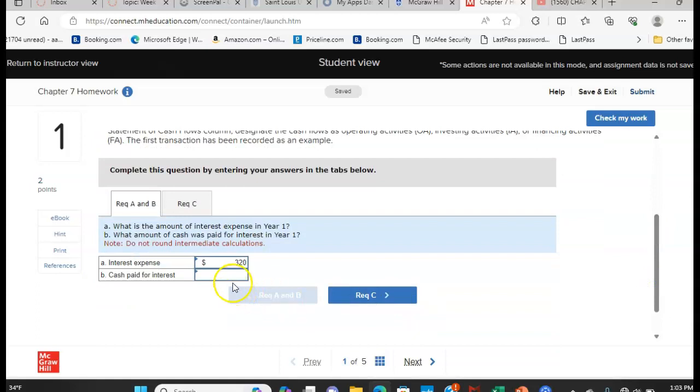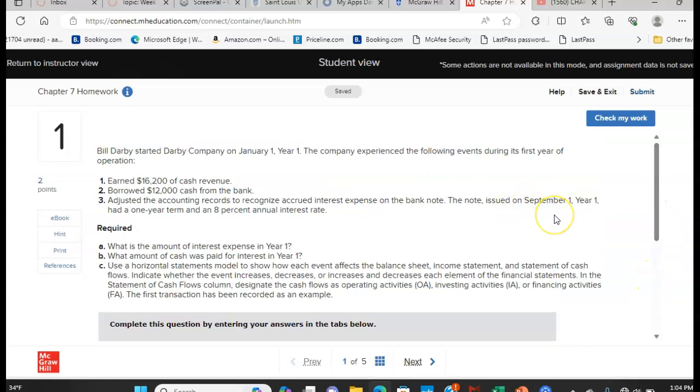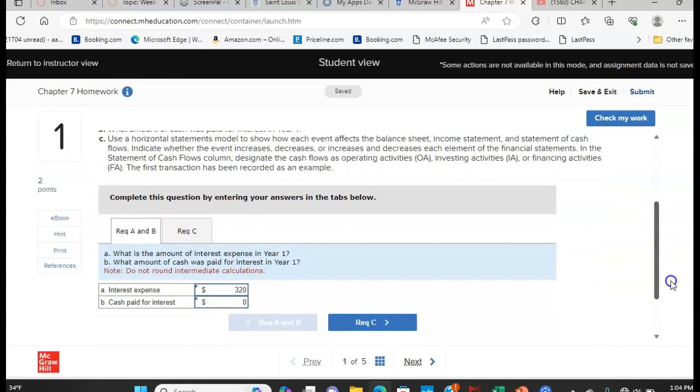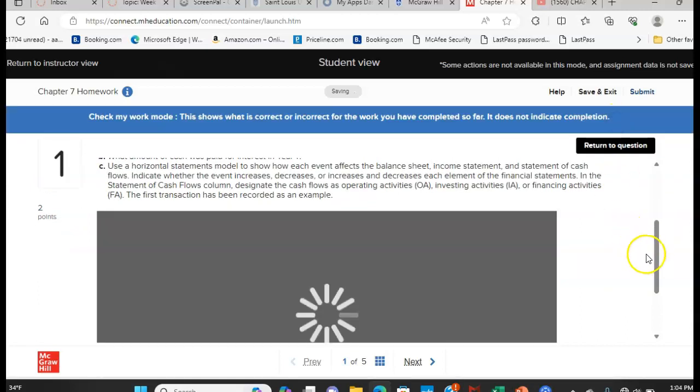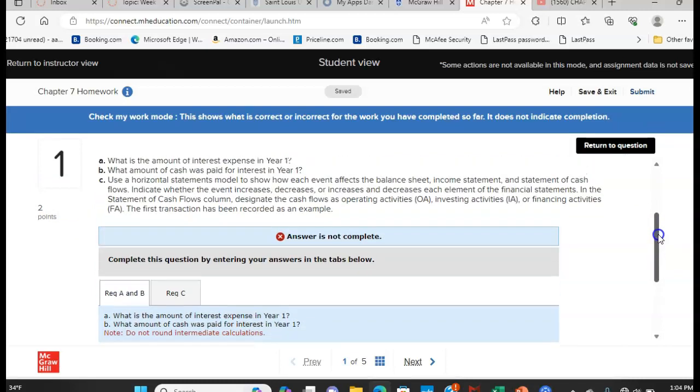Okay? Part B asked what amount of cash was paid for interest in year 1. Well, that amount is going to be 0. The interest is just accrued. However, it will not be paid until the note matures at the end of 1 year. So the interest accrued is 320, but interest paid would be $0. Let's check our work for part 1. And yay, we got that correct.